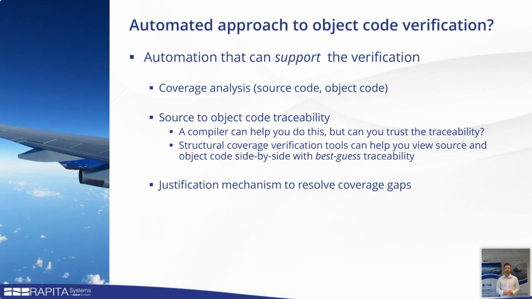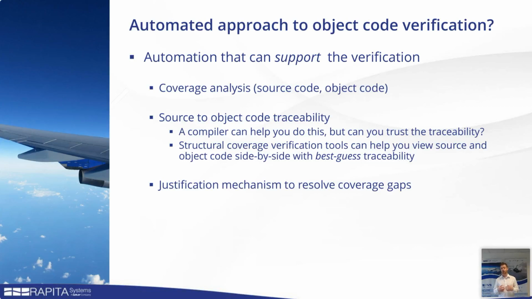So automation, although it's not a complete solution, can support this verification activity. Coverage analysis at the source code level and the object code level supports this activity. The compiler, as I mentioned, can help you and can suggest the traceability, but it's not a qualified tool. The traceability it provides is more of an association to support debugging. It's not designed for this objective at all.